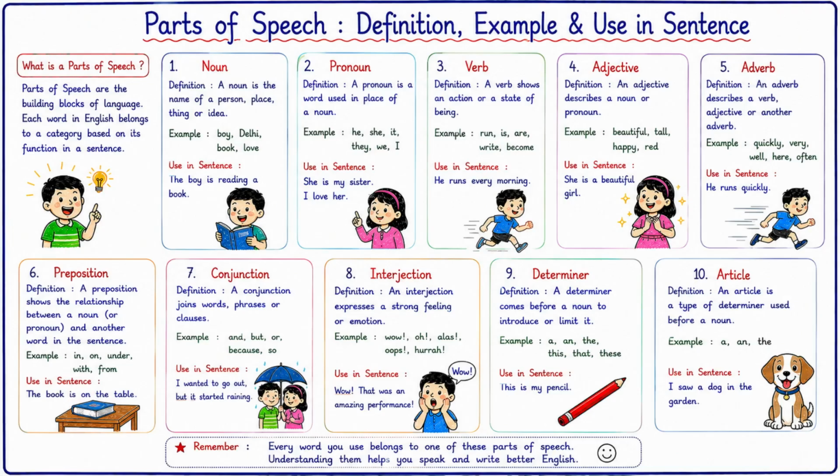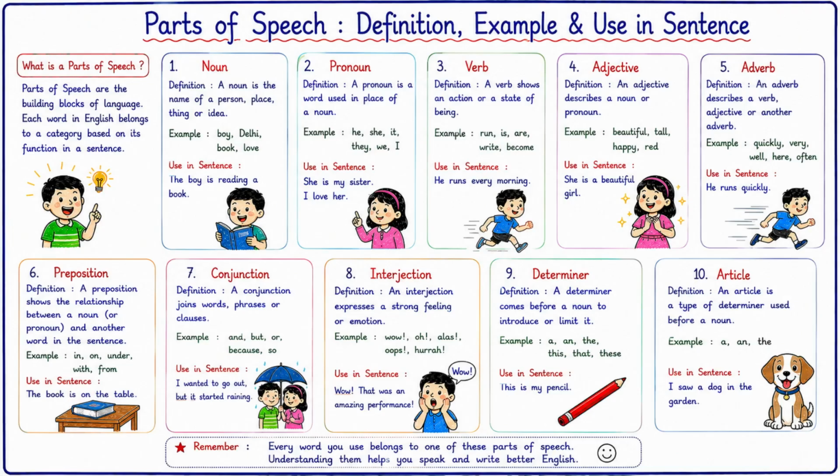Now we come to the determiner. A determiner is a word that comes before a noun to introduce, identify, or limit it. For example, this is my pencil. The word this identifies a particular pencil. In the sentence, these books are expensive, the word these tells us which books we are talking about. Determiners give important information about nouns.